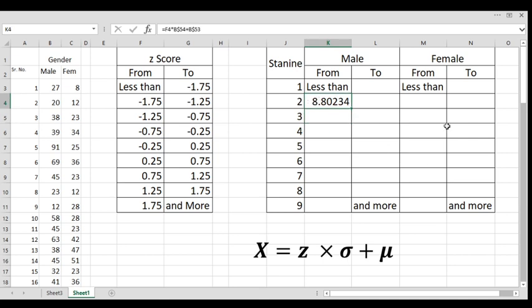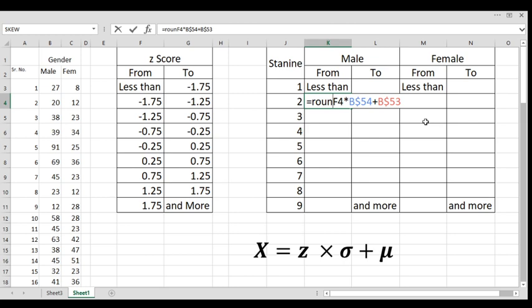But we need the X in whole number. So to convert any decimal number into a whole number, one more thing is to be added in this particular formula, and that is ROUND.